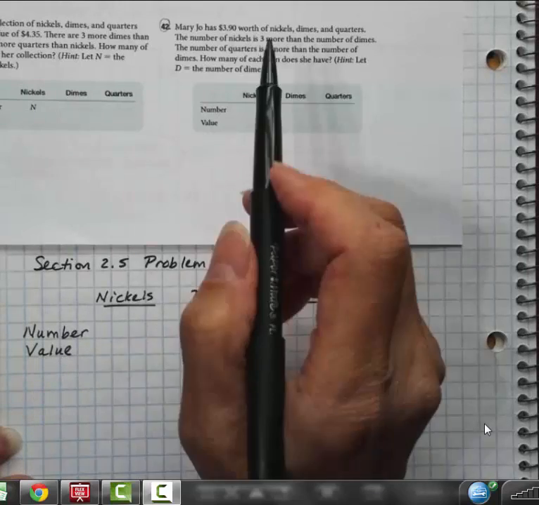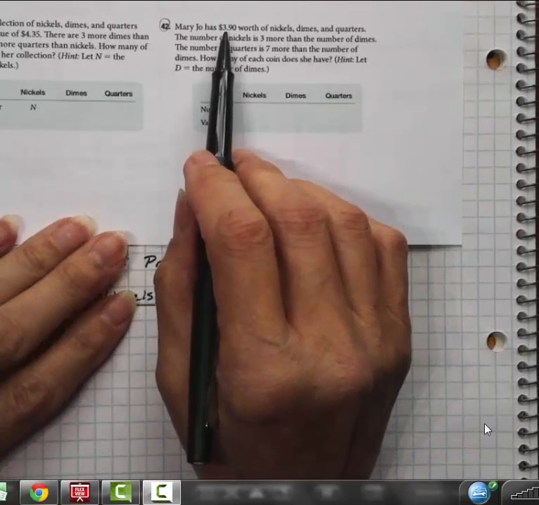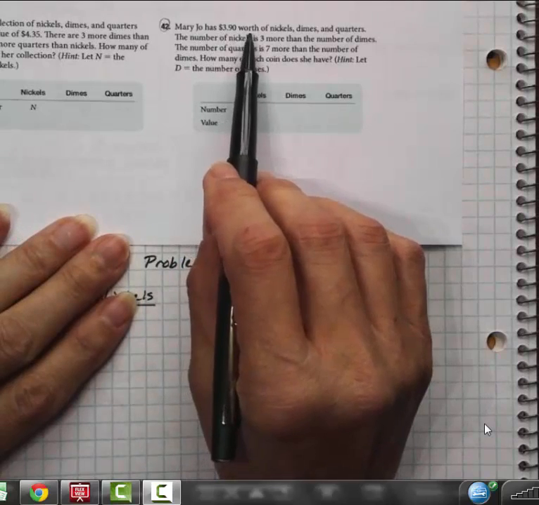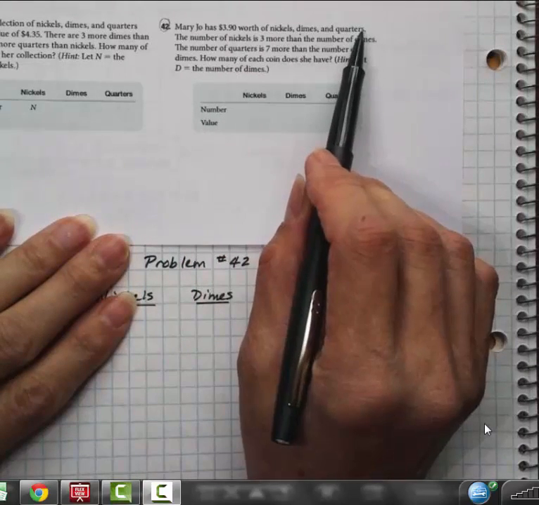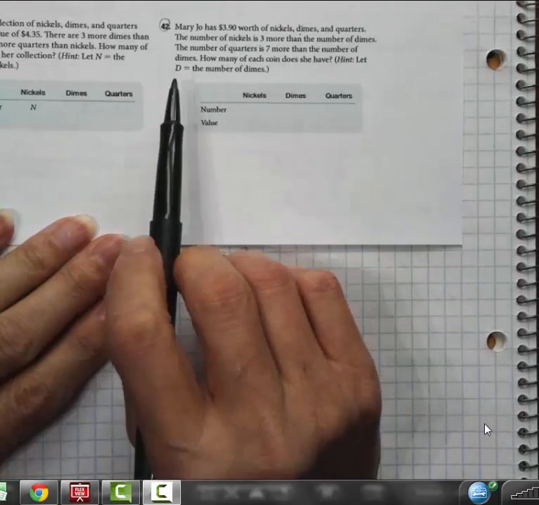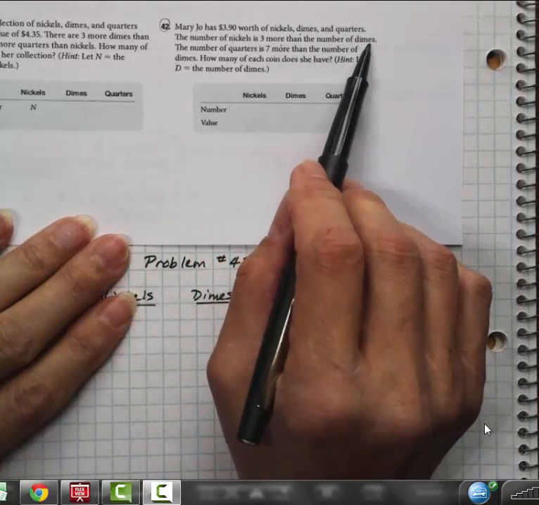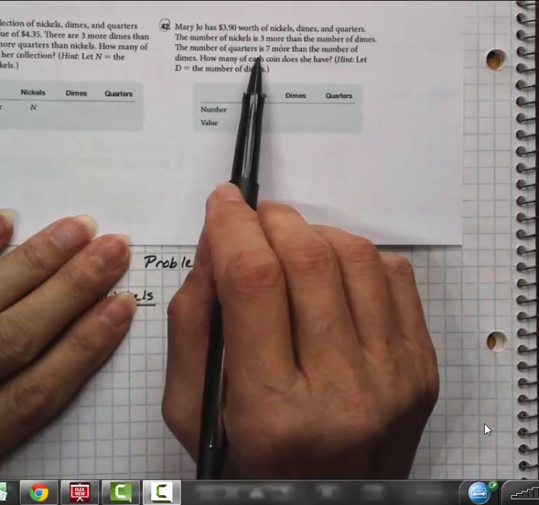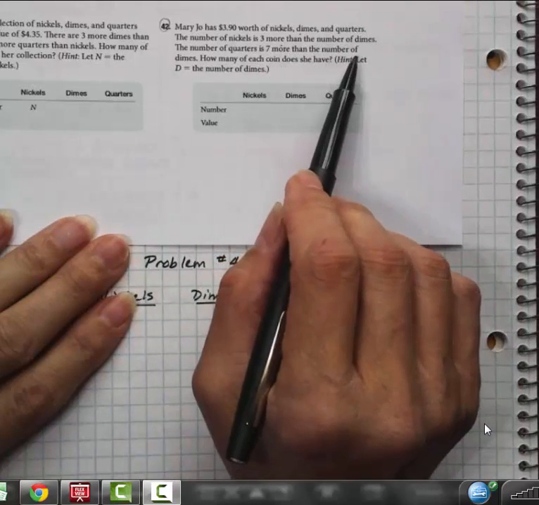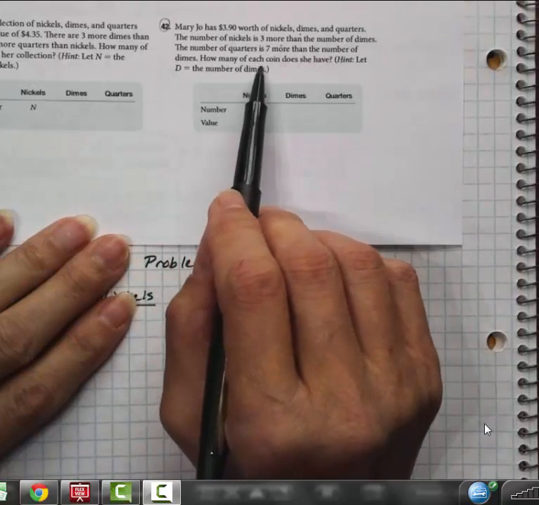Okay, so Mary Jo has $3.90 worth of nickels, dimes, and quarters. So she has a bunch of pocket change. The number of nickels is 3 more than the number of dimes. The number of quarters is 7 more than the number of dimes. How many of each coin does she have?